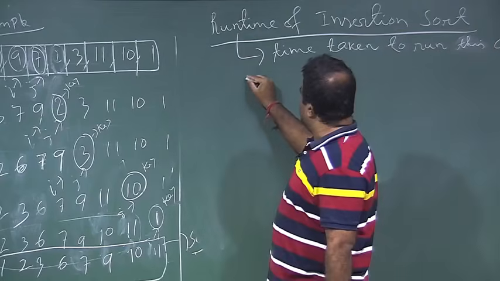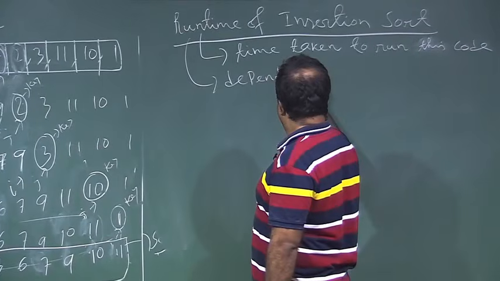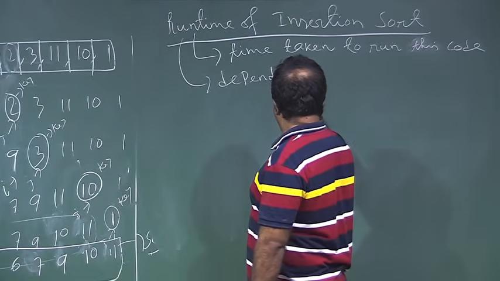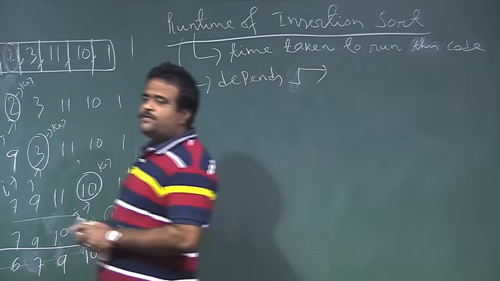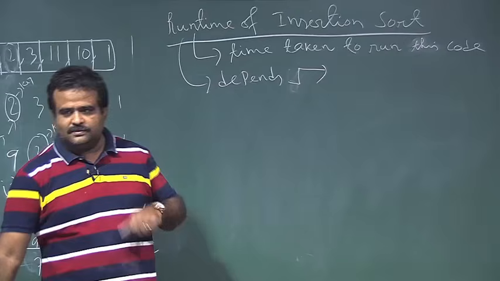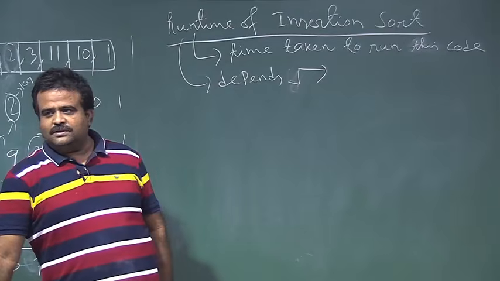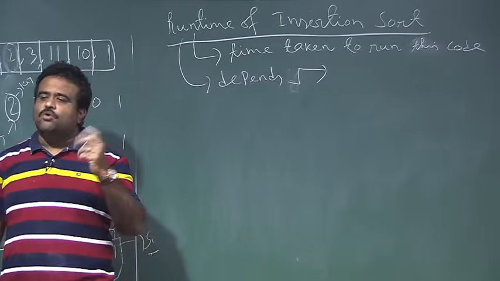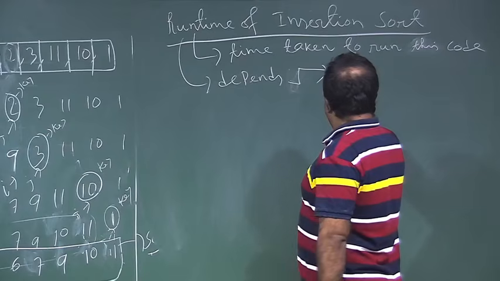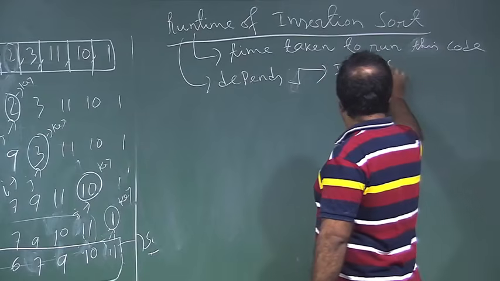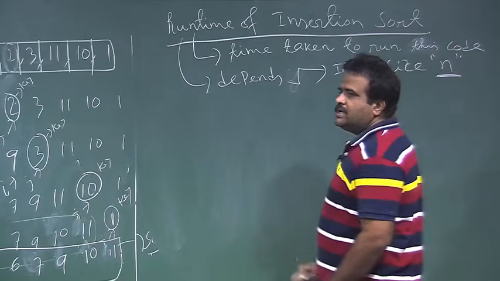So, this runtime will depend on what? It depends on a few things. First one is the size of the input. If we have to sort 10 numbers and if we have to sort 10,000 numbers, obviously 10,000 numbers will take more time than 10 numbers. So, runtime obviously will depend on the input size, that n. So, runtime will depend on n.